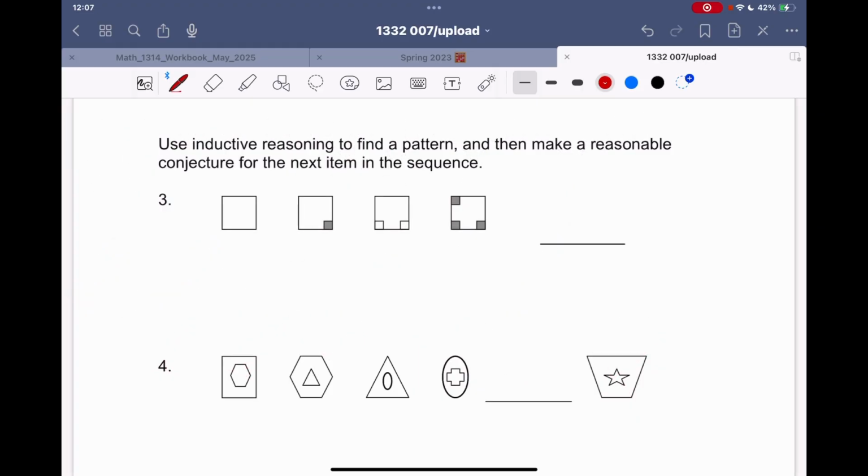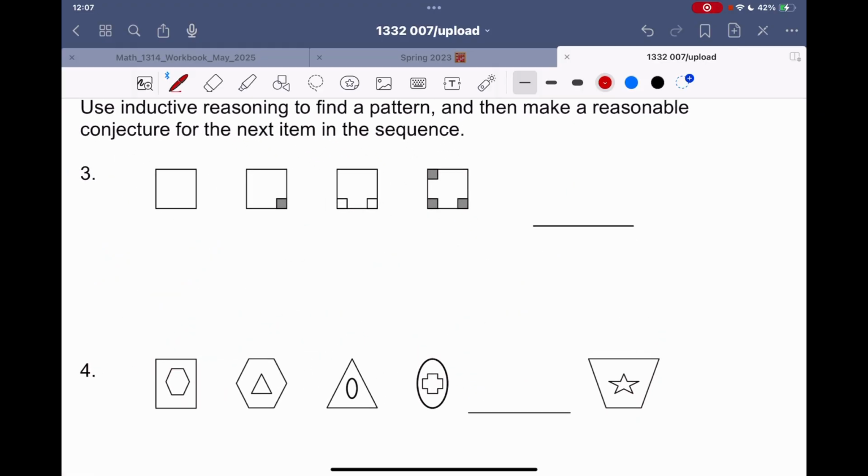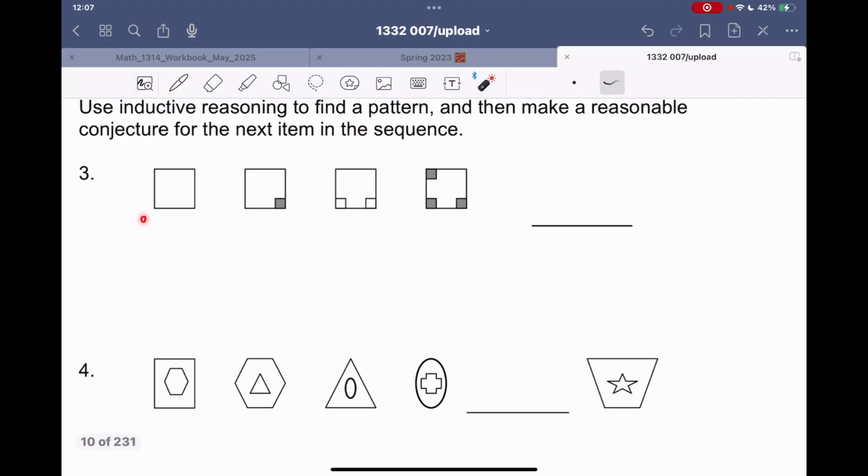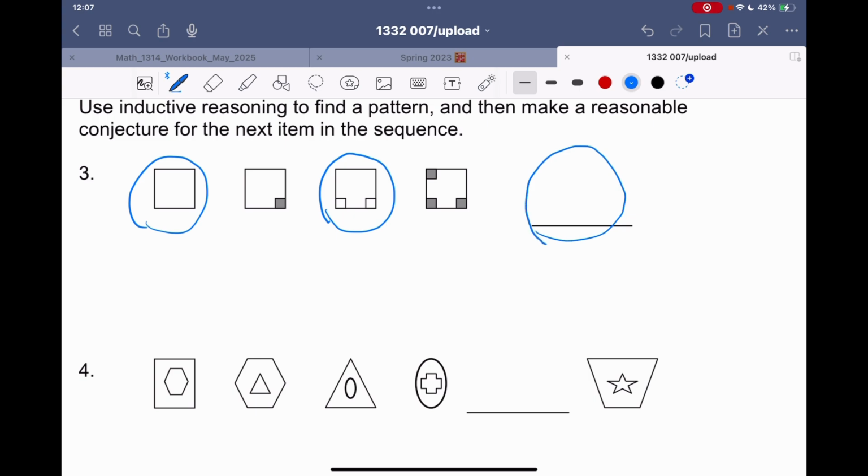To find the pattern, then make a reasonable conjecture for the next item in the sequence. Okay, so number 3 is pretty easy. You have an empty box, and then you have a box where the pattern is even, but it's empty. So that means we're going to have a pattern where all the squares are empty. So in this one, number 3, we didn't even have to consider the second or the fourth.